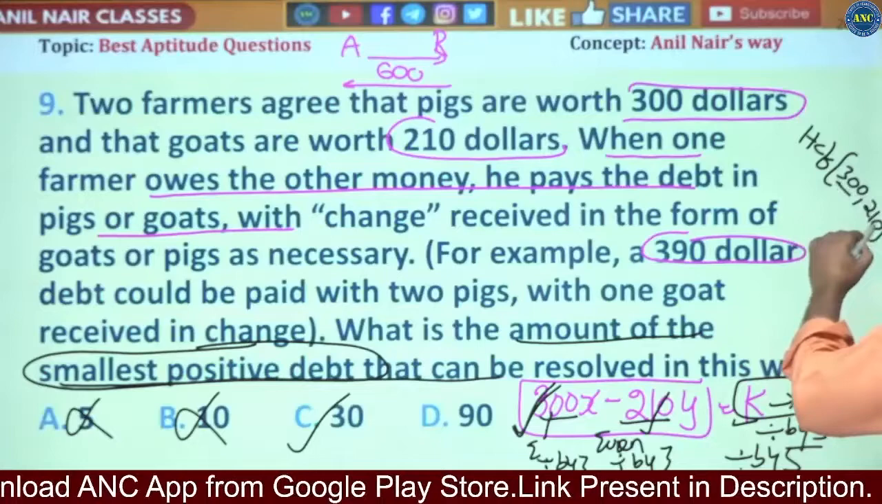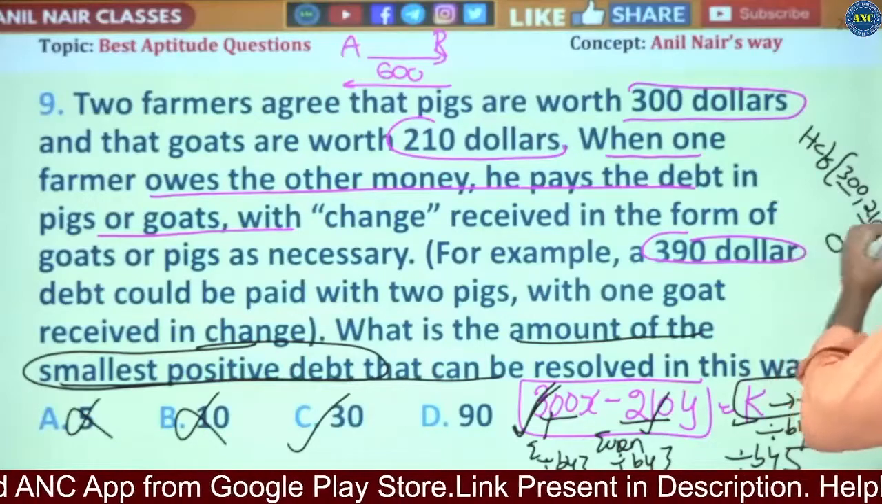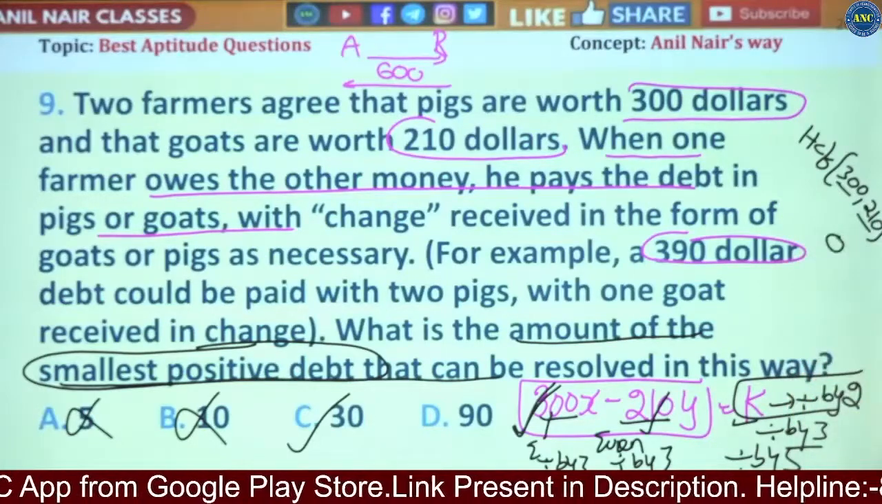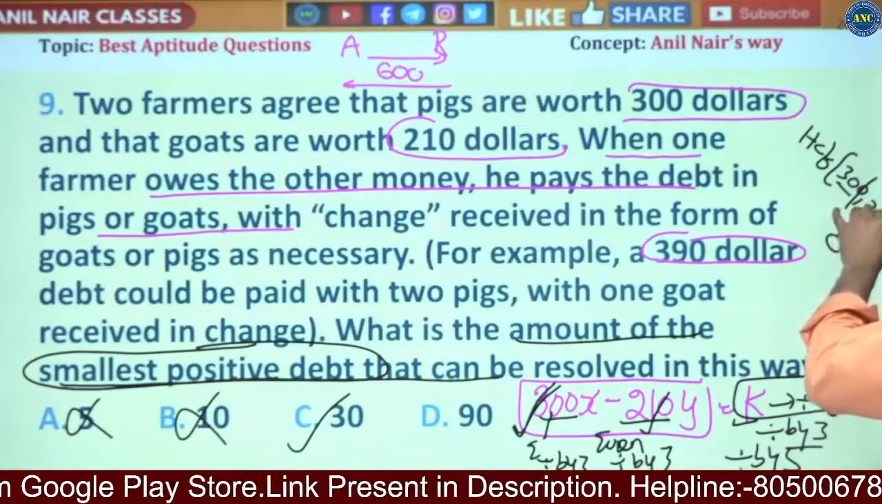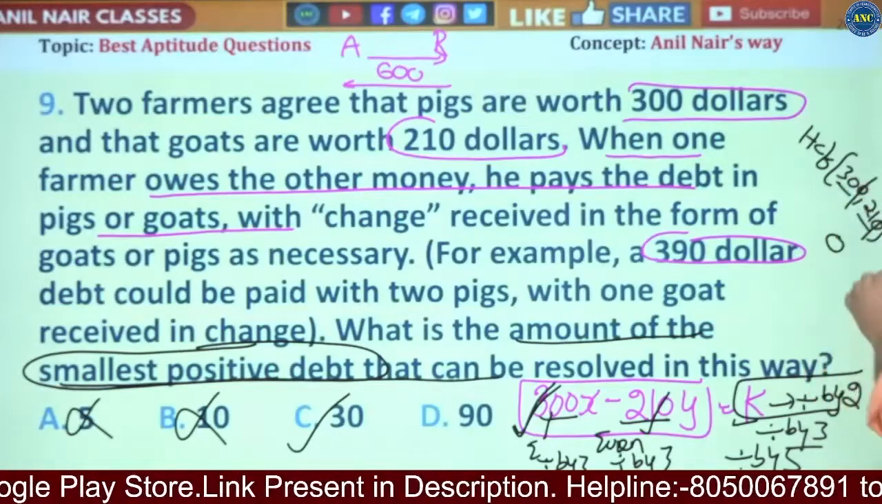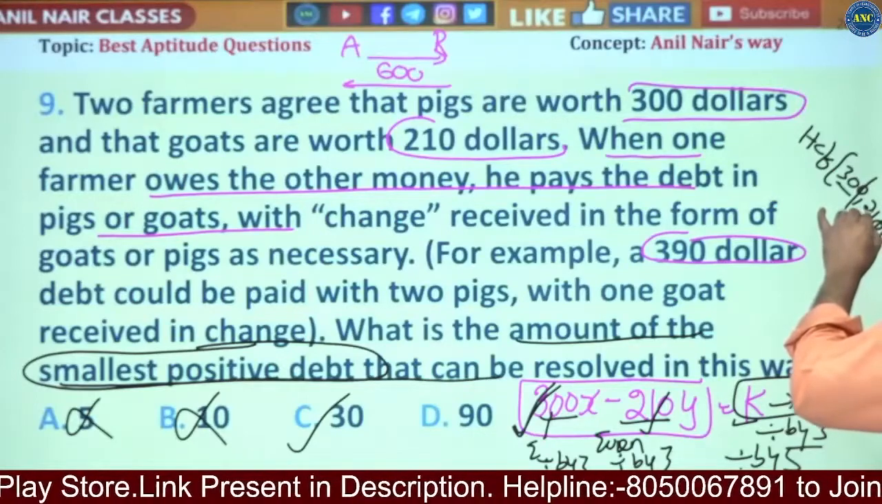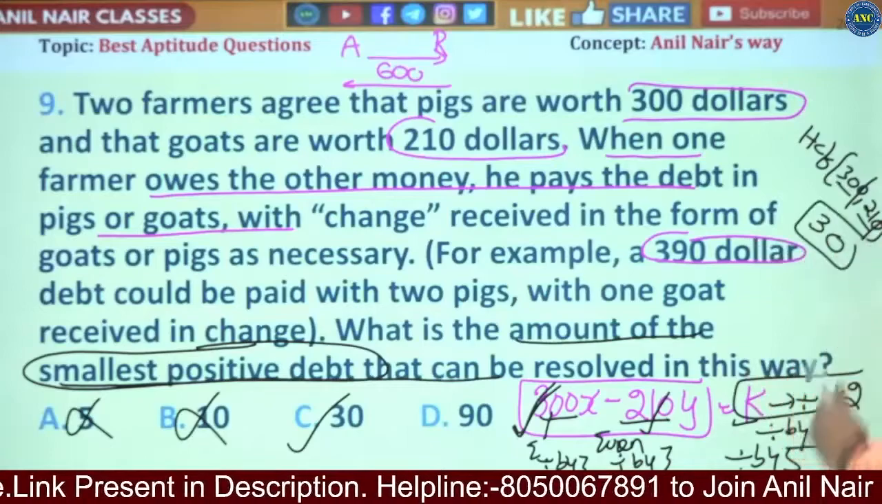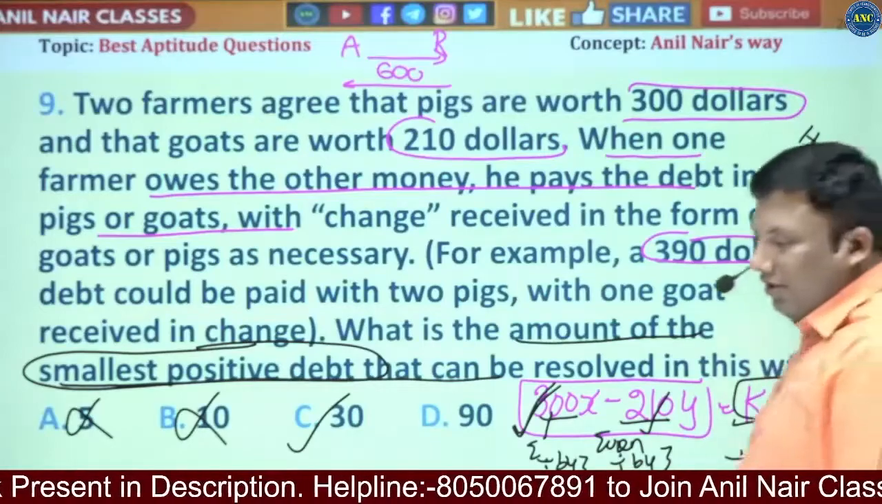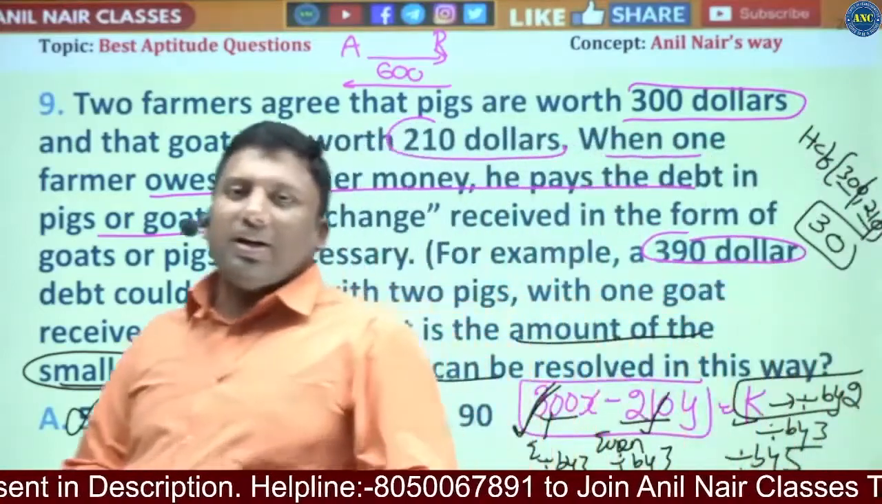This is divisible by 10, so the answer will be divisible by 10. This is 21. 21 does not divide 30. Factors of 21 are 3 and 7. 7 will not divide 30. 3 will divide 30. The answer is 30. The HCF of 300 and 210 is 30.